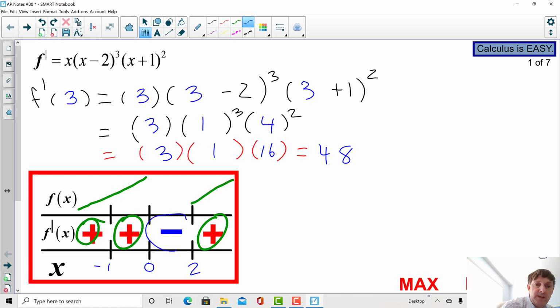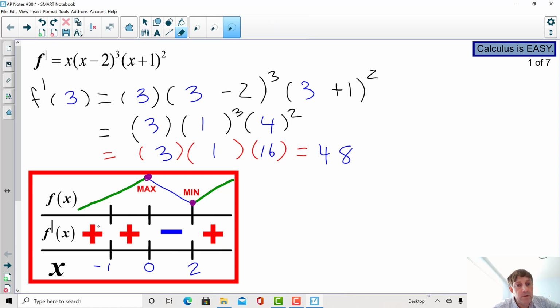If your derivative is negative, it means your function is going to be decreasing. So we expect to get a max when x is 0, and we expect to get a minimum when x is 2. And that's it. For this question, we were just trying to find where the max occurs and where the minimum occurs.